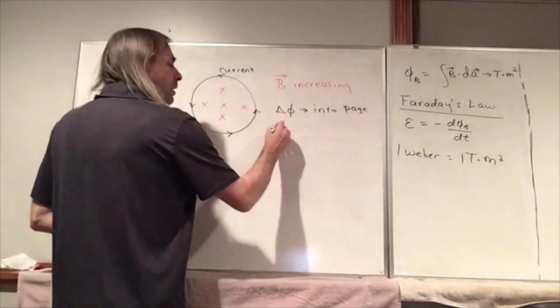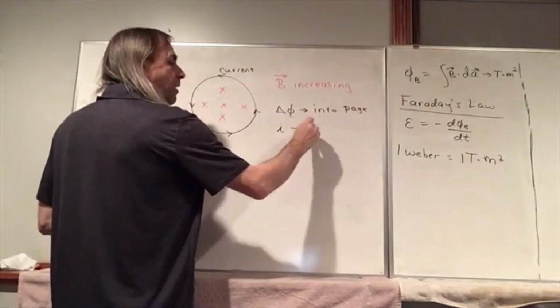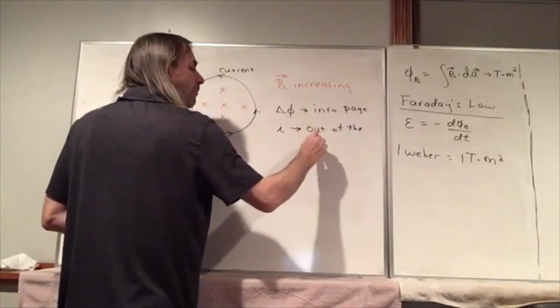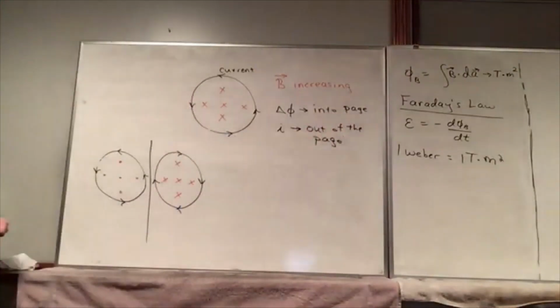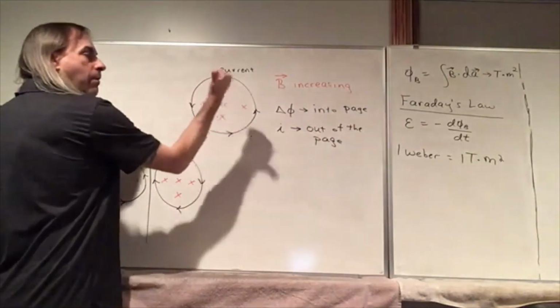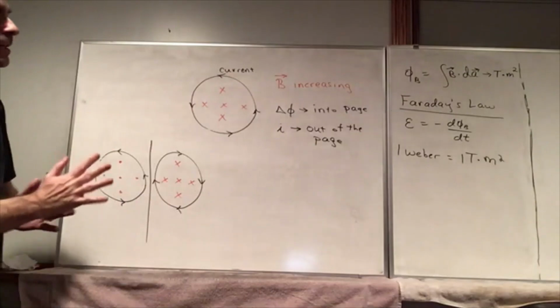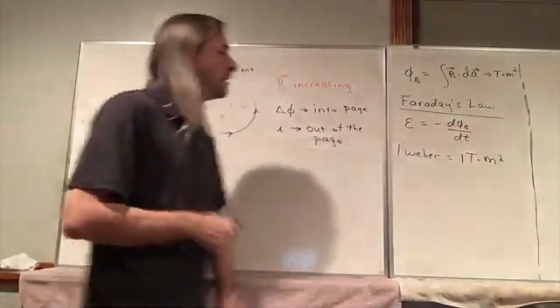So the induced current is going to create a flux out of the page, and so it has to be going counterclockwise. That creates a flux out of the page. And so generally Lenz's law is used in cases like this, so we can ignore that minus sign here.